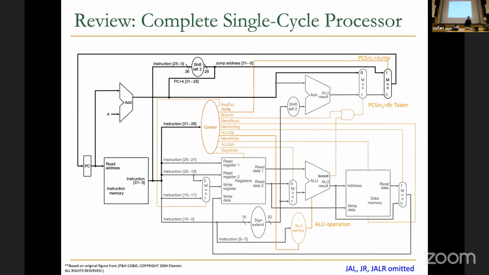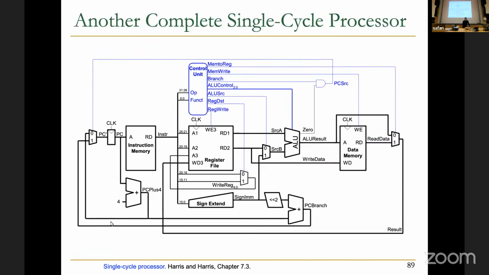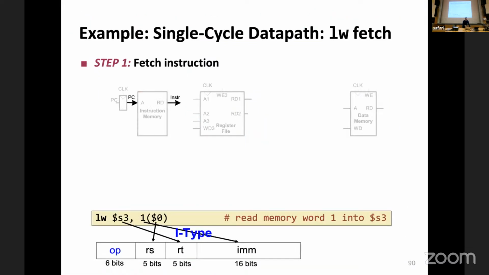So that was our complete single cycle processor. Let me very quickly go through what you're going to read in your book. Basically, your book builds something very, very similar. As you can see, there's not much difference. A lot of the things are similar. This is also MIPS. But let's take a look at one thing. So for example, for the data path, let's take a look at load in this particular case. How do you build a data path for load?